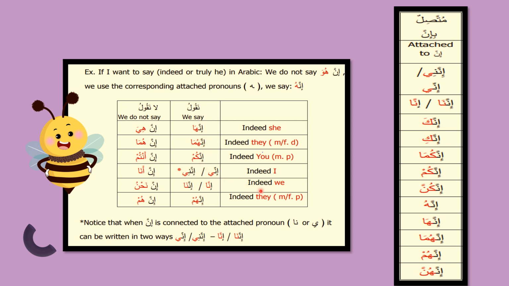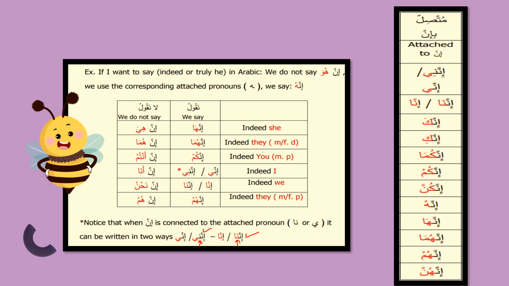And notice when it attaches with the noon of nahnu and the ya mutakallim, what happens? It becomes innana or innani. So here there are two forms. Either you can use inna plus noon, or you can use inna, noon, shadda and fatha. Either you can use inna plus ni or innani. So I will explain about this extra noon here later in my next video, not now.